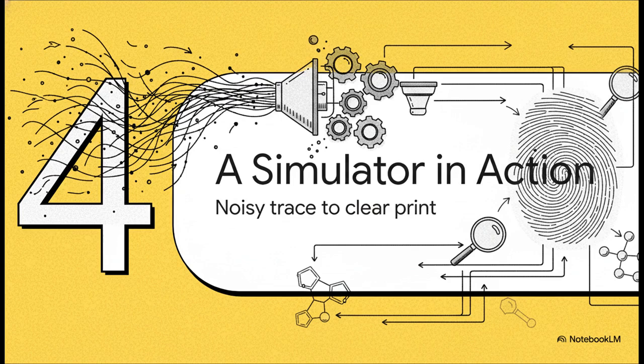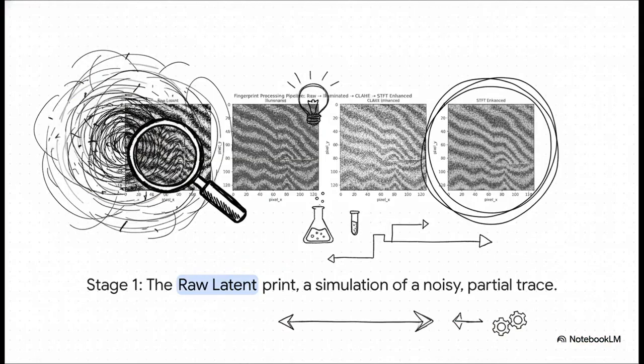We're going to walk through the simulator's entire pipeline, step by step, to see exactly how it turns a noisy, useless trace into a clean, identifiable fingerprint. So here's our starting point, the simulated raw latent print. And as you can see, it is a noisy mess. The ridge structure is barely visible. It's just full of random interference. Right now, this is forensically worthless.